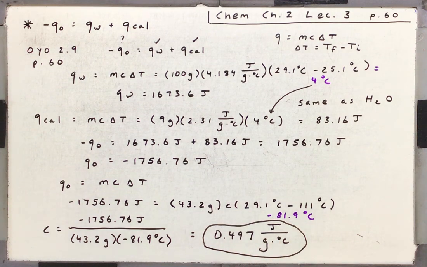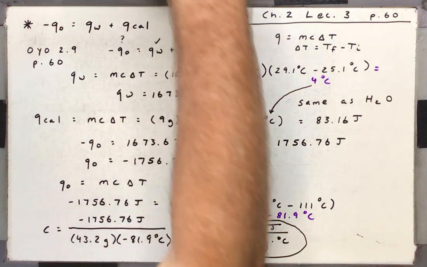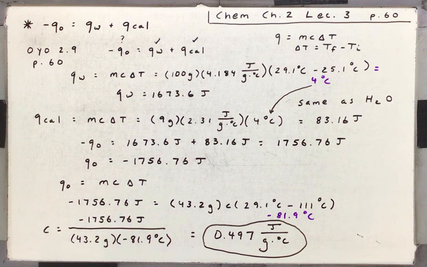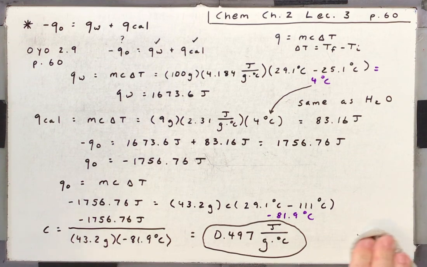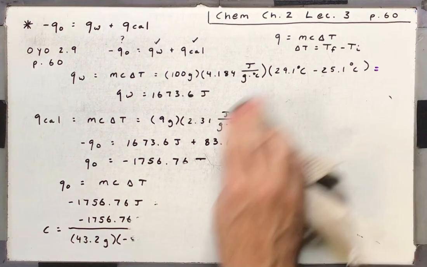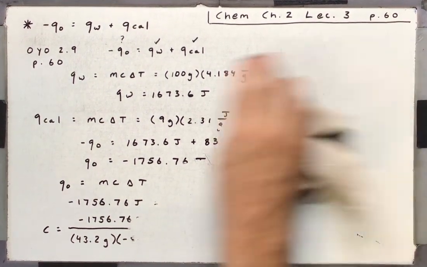And we know that that is the unit for specific heat, so we know we did the algebra right. If you accidentally put the 1756.76 joules on the bottom, if you got all this reversed, you'd have the wrong unit. You'd have grams times degrees Celsius over joules. So knowing what the unit should be helps you know that you did the algebra correctly. All right, great. So let's do one more, and then you'll be an expert in calorimetry problems.